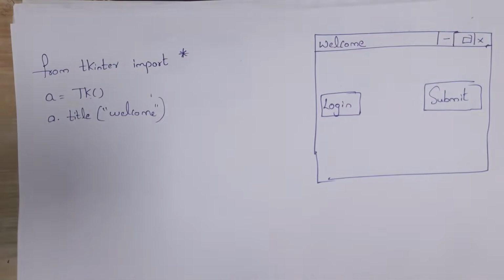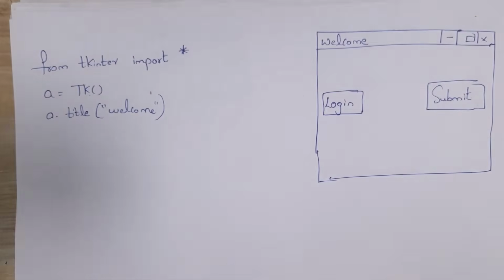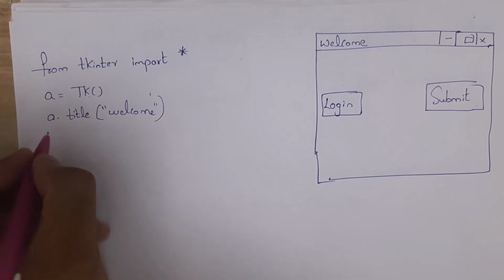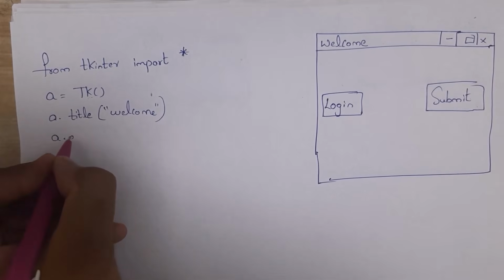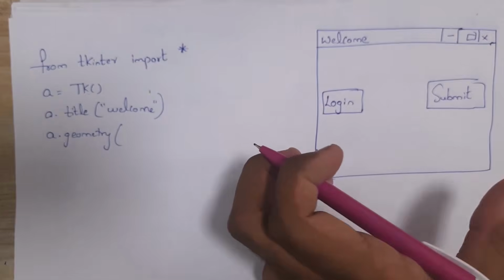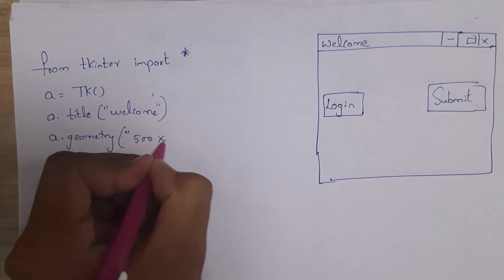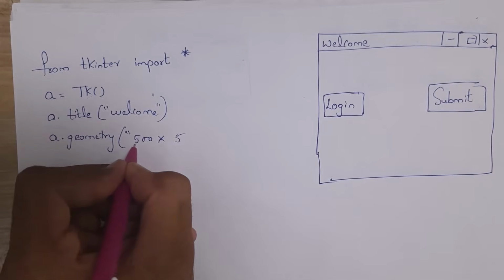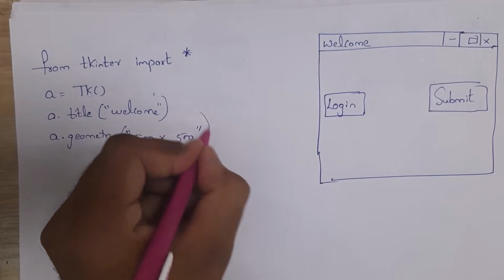Now I want to give size. I want to give width of this window as 500 and height is 500. So by using geometry method, you can apply size to your window. So just write here a dot geometry. I want to give size, that is width 500 and height 500. In double quotations just write 500 small x 500, where this 500 is width and this 500 is height. Double quotations close and close bracket.